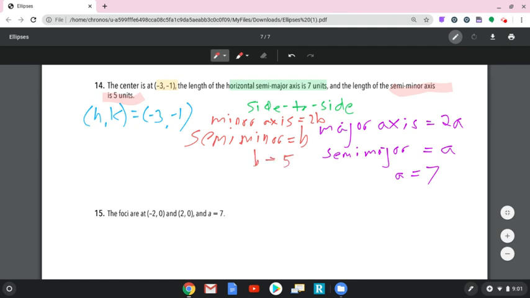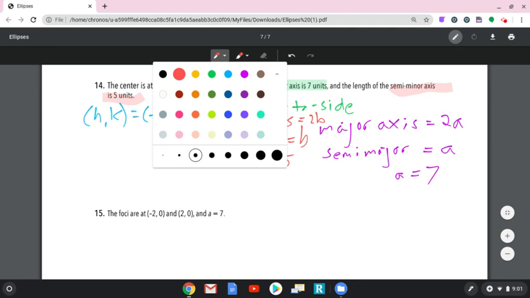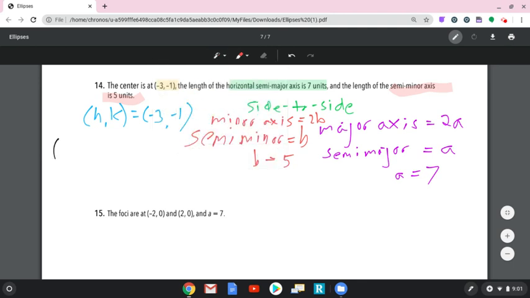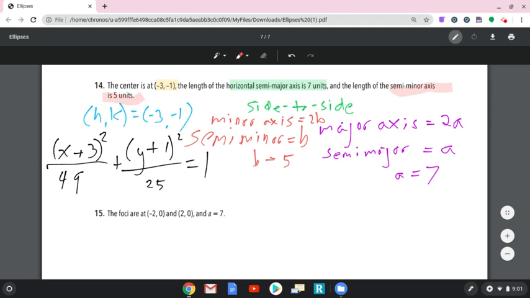Now we know it's a side to side. If it is that side to side, I'm going to have X minus a -3, so plus 3 squared. Side to side, A goes under X. The larger value is under X. So A squared would be 7 squared, which is 49. Plus Y minus a -1, which is a plus 1 squared, over B squared. B squared would be 25. And that would be equivalent to 1. That would be my standard form equation of my ellipse.